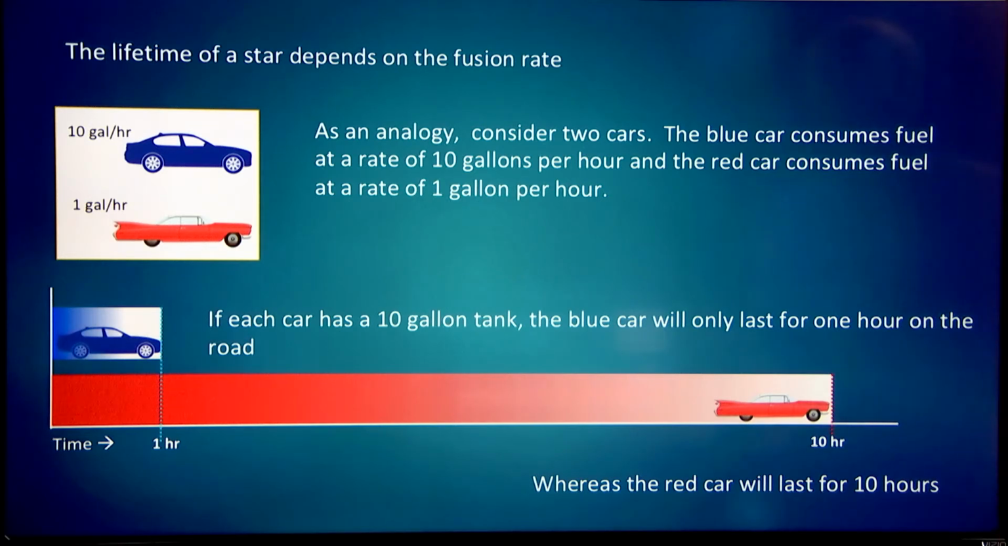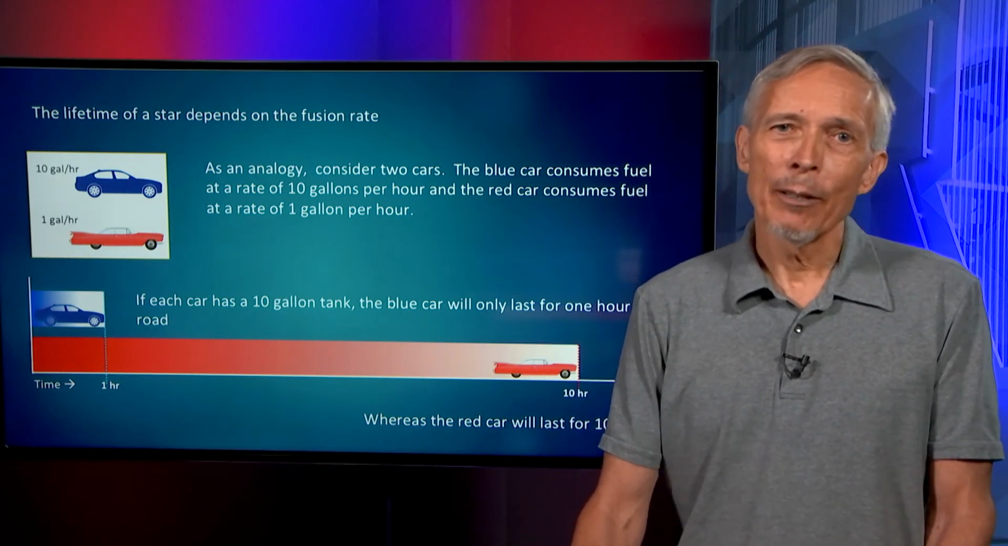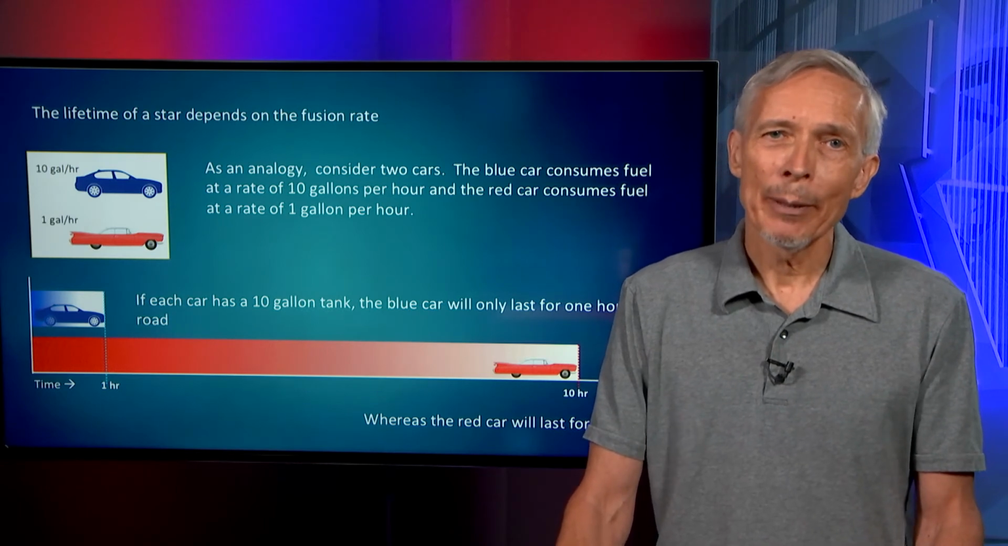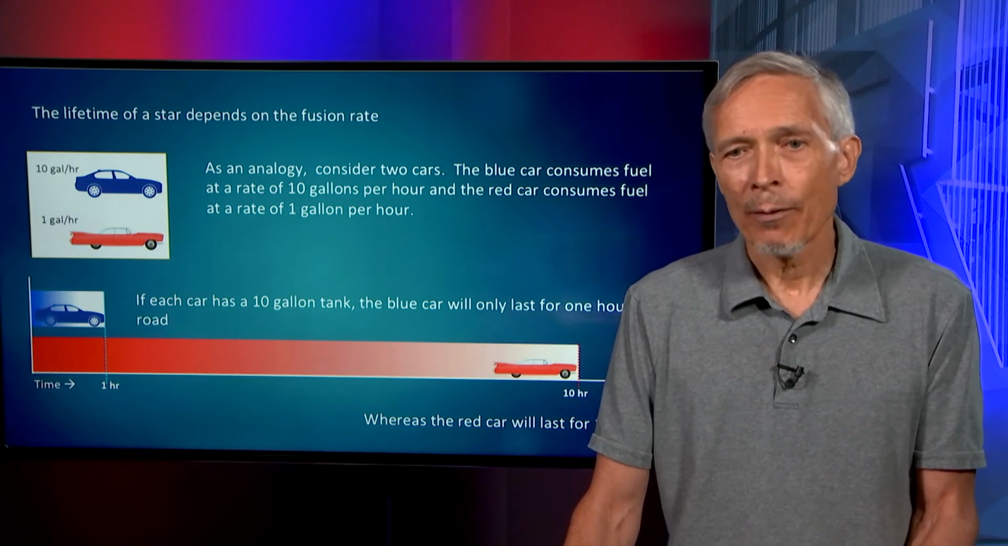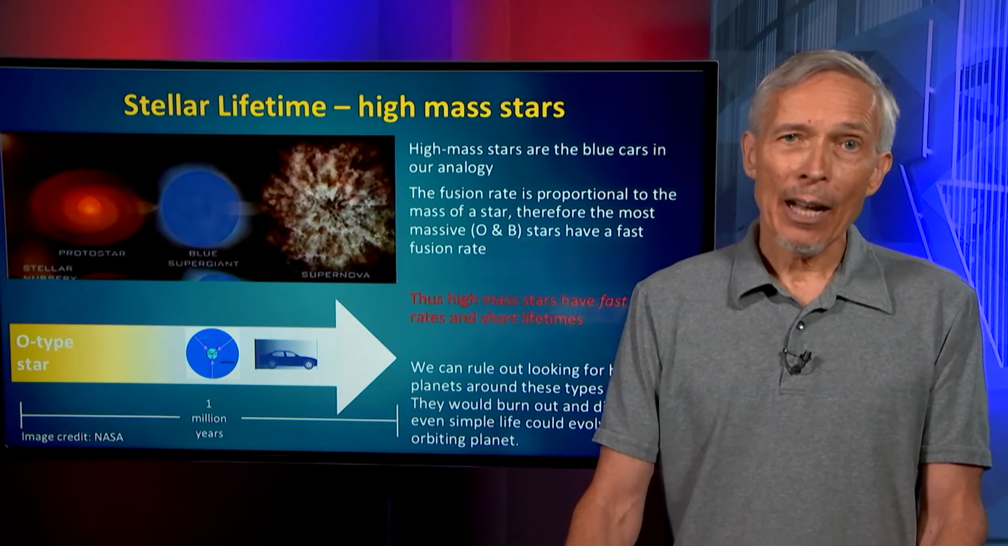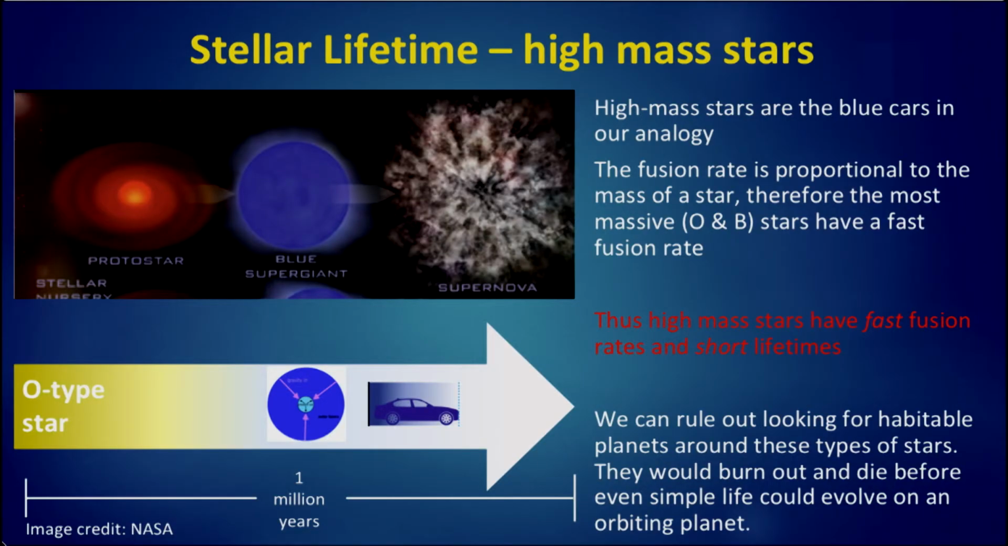So this is the basic of the calculation, but the other thing is the size of the fuel tank. The more massive stars are massive, and since their mass is their fuel, they have bigger fuel tanks. But it turns out that the rate of evolution of a massive star is so rapid that even though their fuel tanks are larger, because they're more massive, they live shorter lives. And so when the calculation is done properly, making a model of the stars, the high mass stars in the universe, in our galaxy, are the blue cars in the analogy. And their fusion rate is very fast, and they have very short lifetimes.